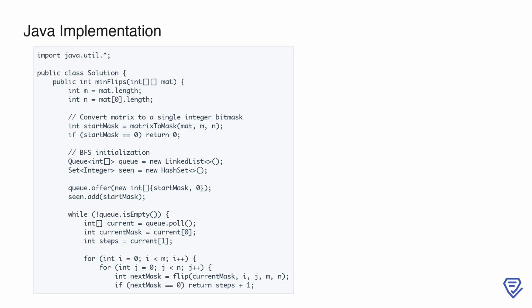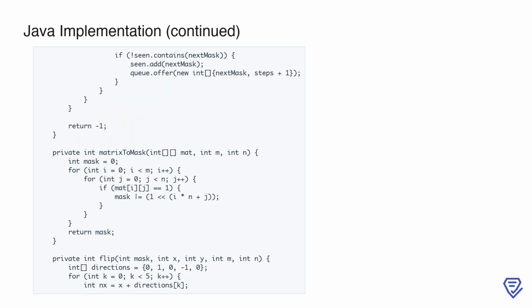The main BFS loop dequeues the current state, examines its bitmask, and iterates over all possible flips for each cell in the matrix. For each flip, the flip method calculates the resulting bitmask. If this new state is 0, we return the number of steps taken so far plus 1, as we've successfully converted the matrix to all zeros. Now, if the resulting state after a flip isn't 0, we check if this state has been seen before. If it hasn't, we add it to the seen set to avoid revisiting it, and enqueue it along with the incremented step count.